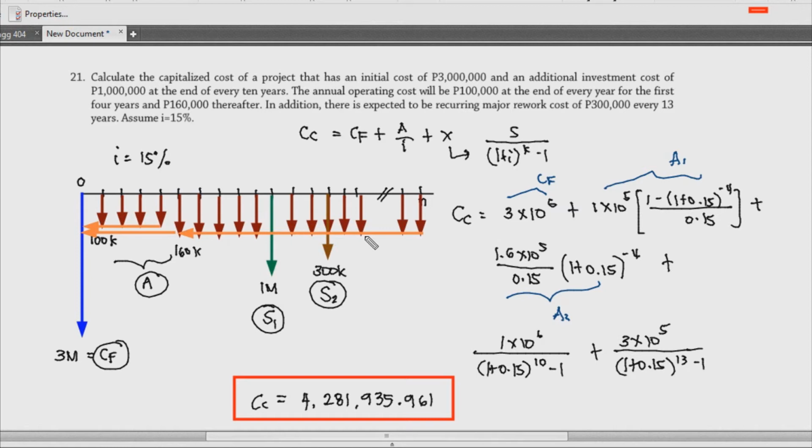The first thing that you have to remember is to find what type of capitalized cost is this. So, yung nangyari kasi sa atin is type 3 siya. So, yun, we do apply this formula na CF plus A over I plus X, wherein yung X natin is S over 1 plus I raised to K minus 1.